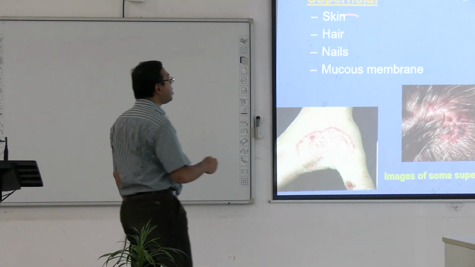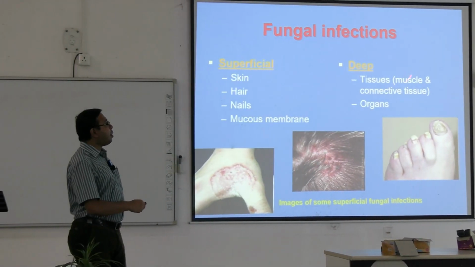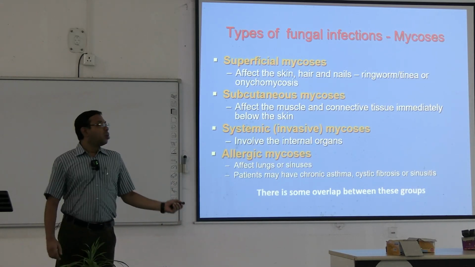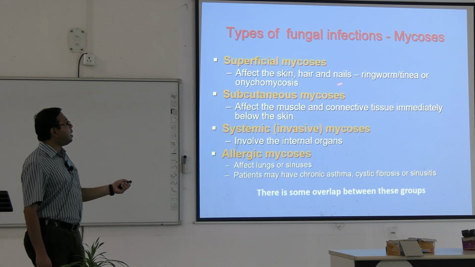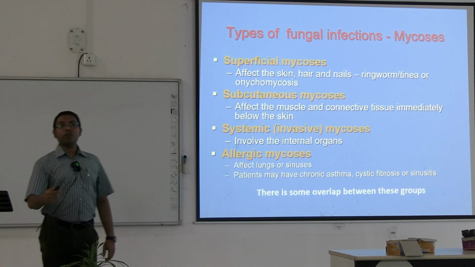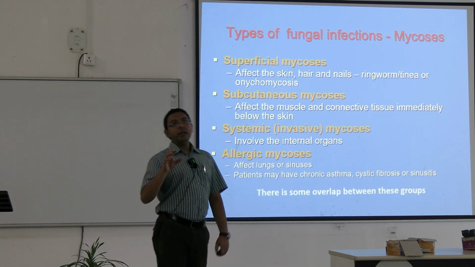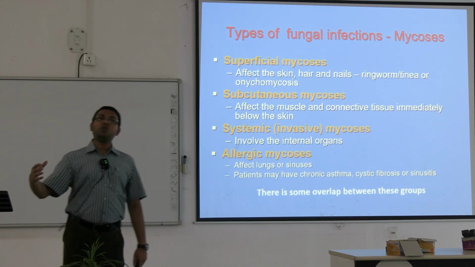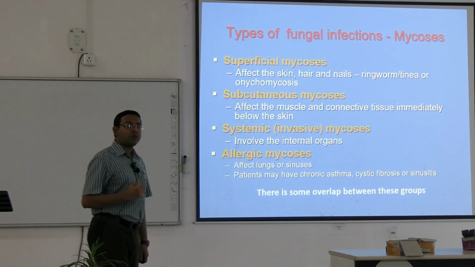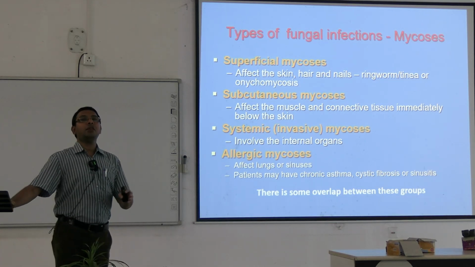Opportunistic infections, so you can see the superficial infections are quite common, affecting skin, hair, nails, mucous membrane, and in the deep there may be tissue invasion of tissues like muscle and connective tissue, organs, all this can happen. Superficial mycosis mainly affects the skin, hair and nails. Subcutaneous mycosis somewhat differs. Systemic or invasive mycosis is very dangerous. And allergic mycosis may happen due to some allergy. Invasive mycotic infections most commonly happen in immunocompromised patients. In spite of the invention of different antifungal drugs, the mortality rate is quite high, approximately 50% to 70% if the fungus infection becomes invasive.